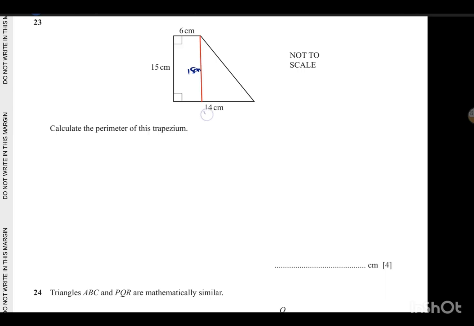And what will be this part? It will be 14 minus 6, because exactly below this is 6. So 14 minus 6 is 8 centimeters. So you know the two perpendicular sides, you can find out the hypotenuse, right? So what is the hypotenuse? Square root of 15 square plus 8 square. Got it. So you know all the four sides now, you can find the perimeter.